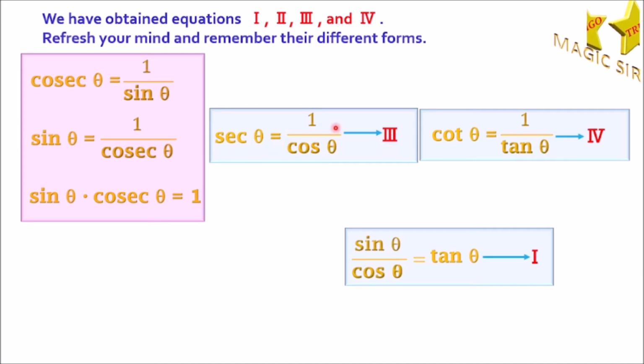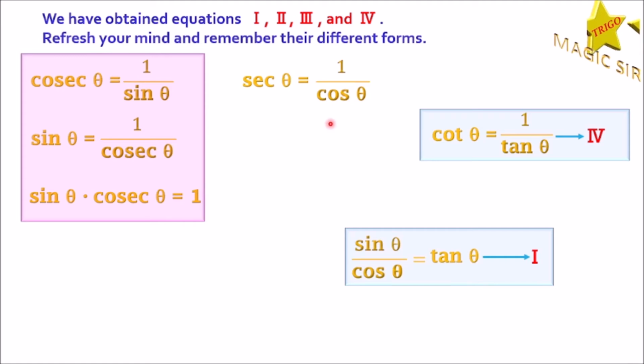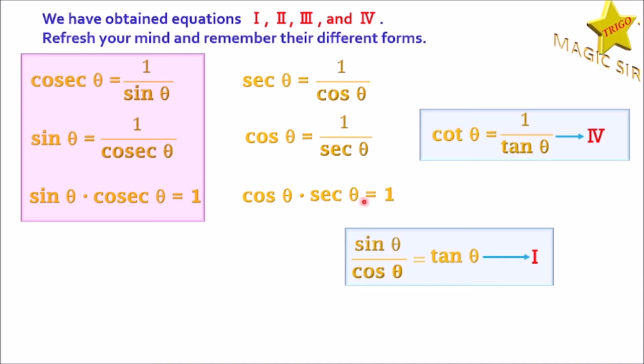From the third equation, sec theta is equal to 1 upon cos theta. Interchanging the position of sec theta and cos theta, we can write cos theta is equal to 1 upon sec theta. The product of cos theta and sec theta is equal to 1. So we can say that cos theta and sec theta are the reciprocal of each other.